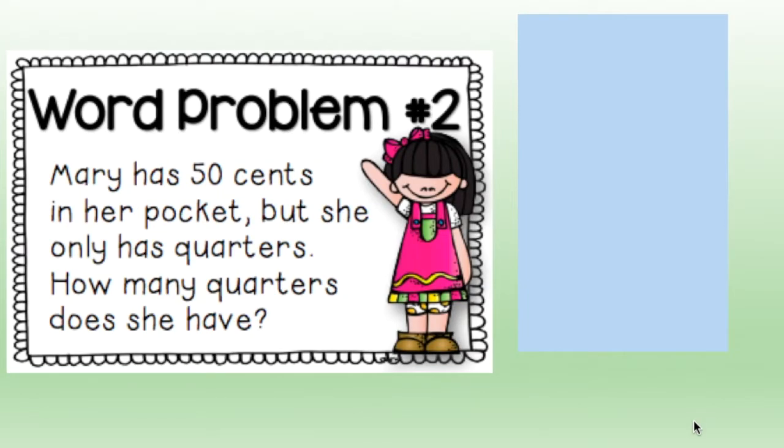Just like before, I would like you to pause your video, and try to solve this word problem on your own before we go through it. Word problem number 2. Mary has 50 cents in her pocket, but she only has quarters. How many quarters does she have? Interesting. This is different than some problems we've worked on before because they let us know she only has quarters. Let's think about that. How much is a quarter worth?